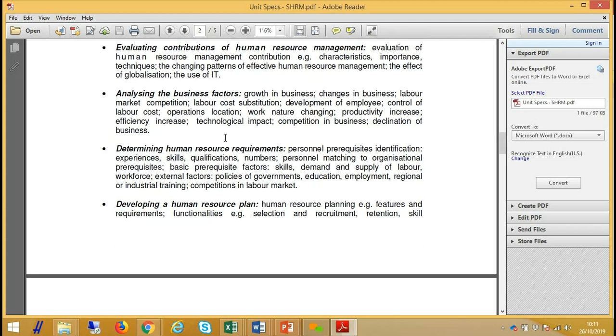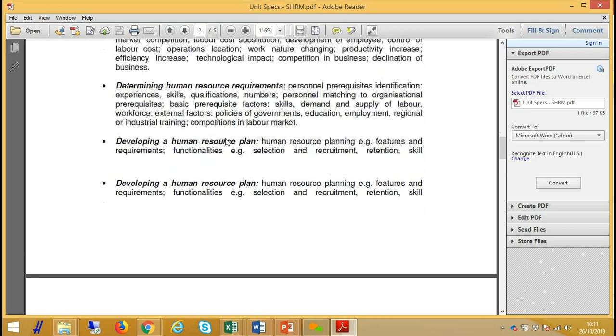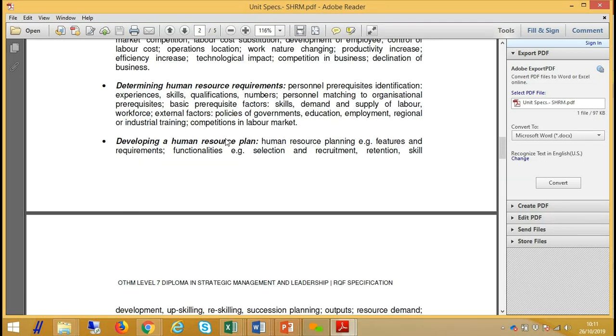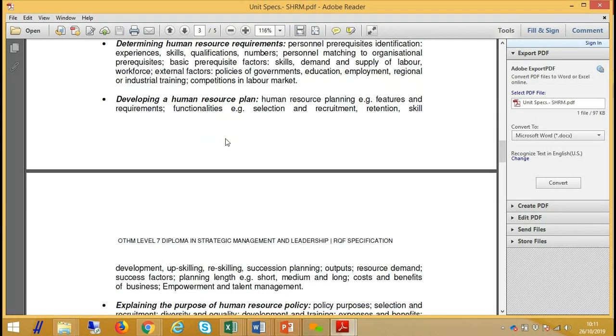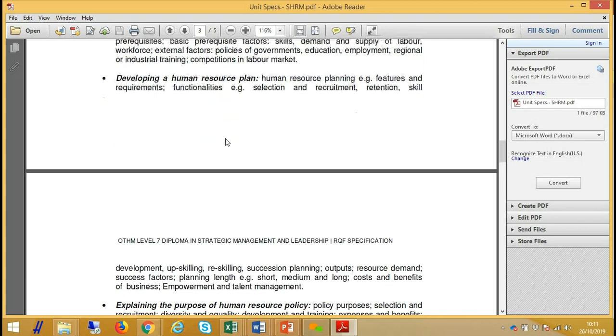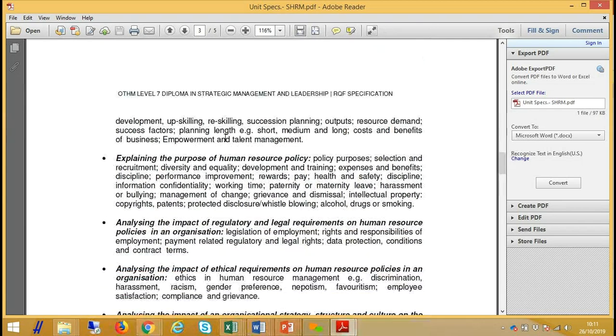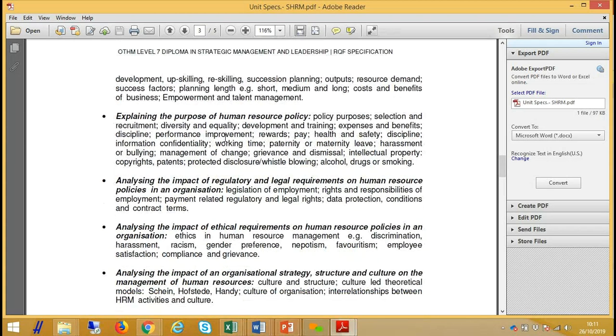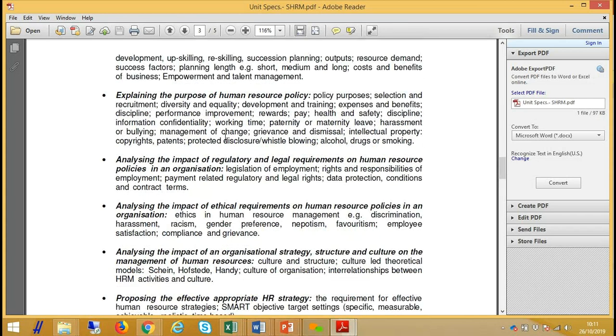We'll be looking at key human resource requirements. And then we'll be looking at the role of the external factors in shaping your HR policy and strategies. And then we'll be looking at developing an HR plan for your organization in terms of your workforce plan, your skill plan, your retention plan, and so on. We'll be looking at the purpose of your HR policy and the content of the HR policy or policies, and the impact of regulatory and legal requirements on HR.